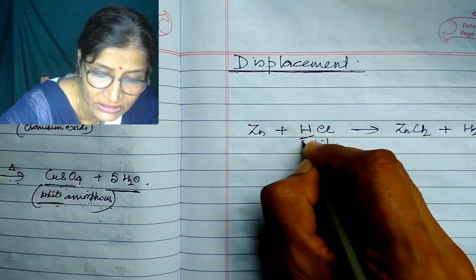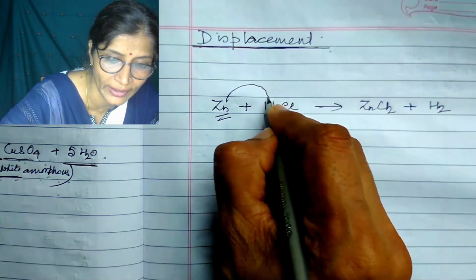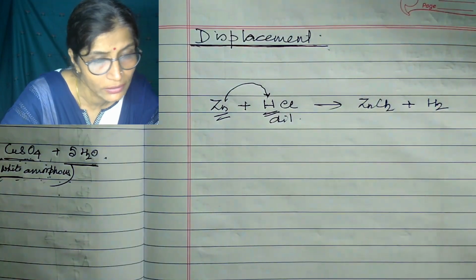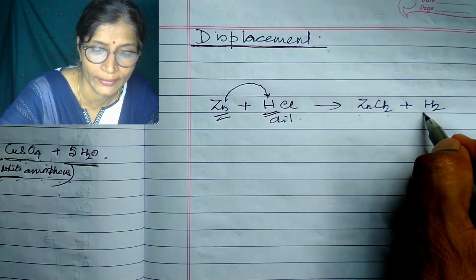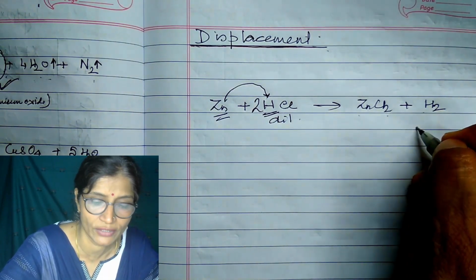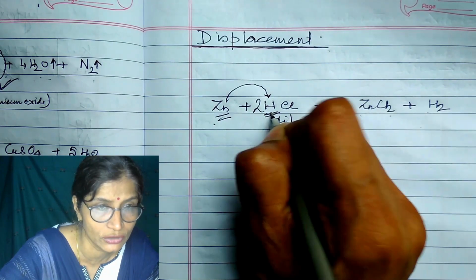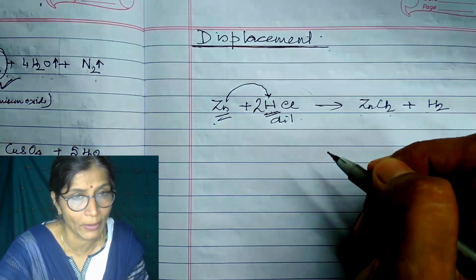Why? Because this hydrogen is replaced by this zinc. This zinc will take its place and hydrogen is removed. So zinc chloride and hydrogen. That is the displacement reaction, because here a metal which is more reactive displaces a metal which is less reactive, but it is in the compound.